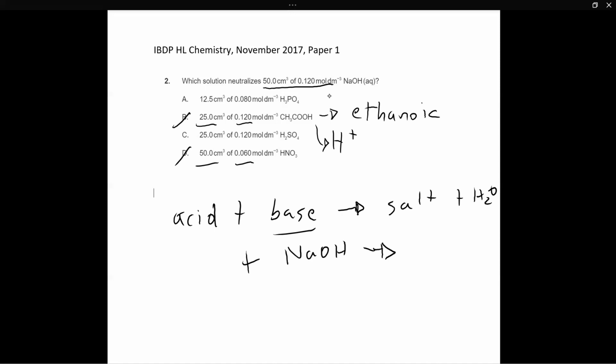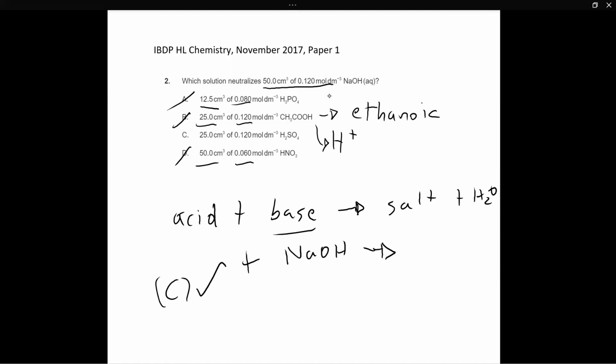Then you're stuck between options A and C. And if you look at A, the volume, which is 12.5, is 4 times lower than the volume of sodium hydroxide, and the concentration is much lower as well. So that is also out. And you're only left with one option, which is C, and this is indeed the correct option.